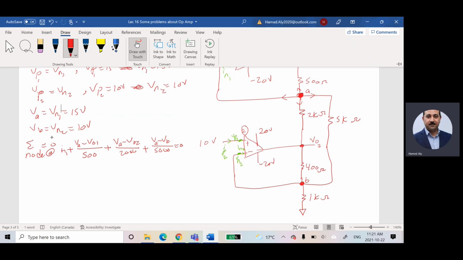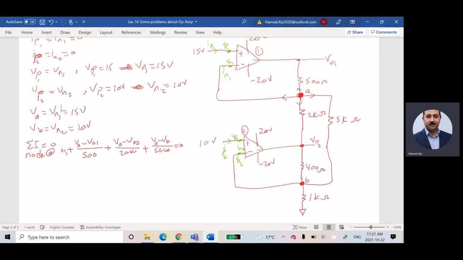Summation I. It's not voltage. I said summation I, but I wrote V. I'm sorry. So summation I is equal to 0. I wrote the first equation: summation I is equal to 0.